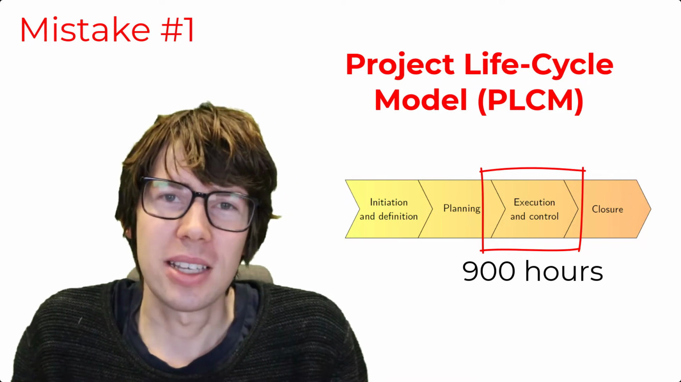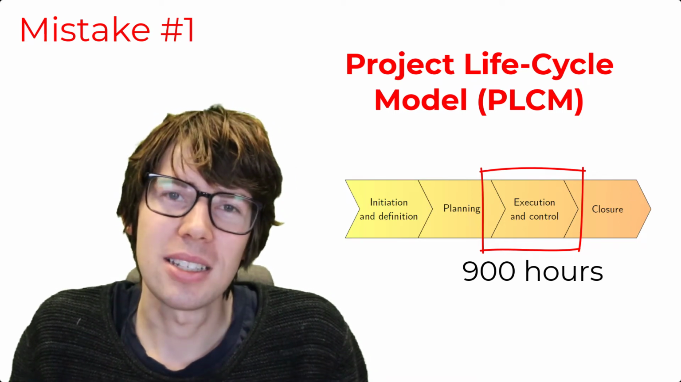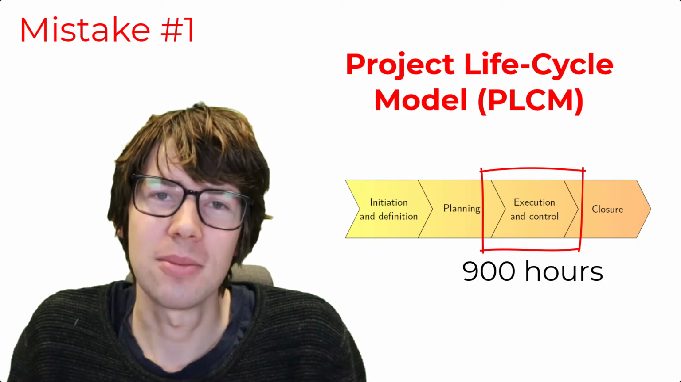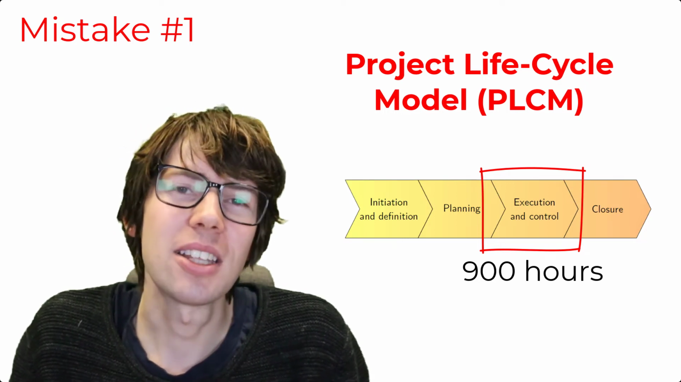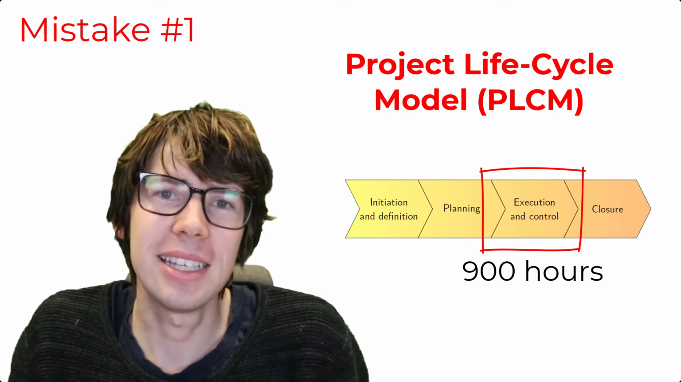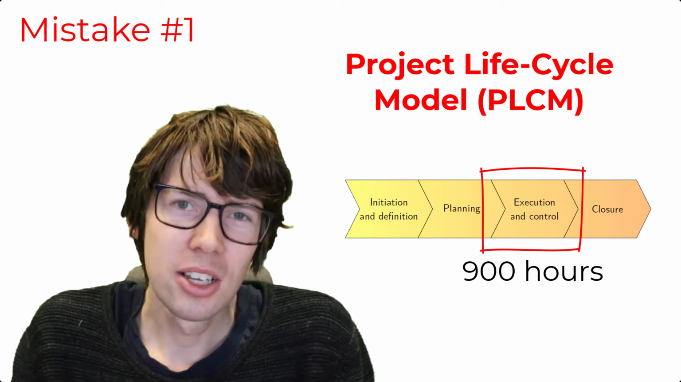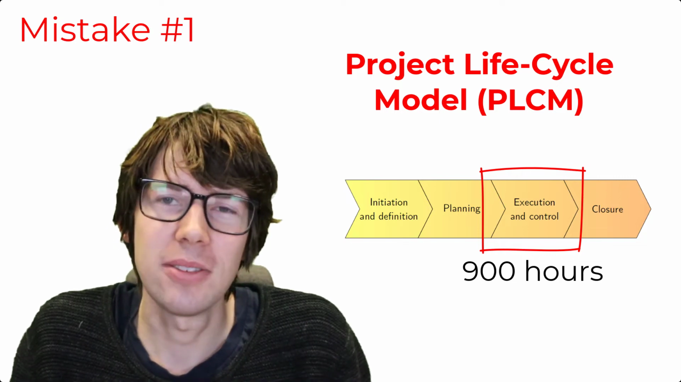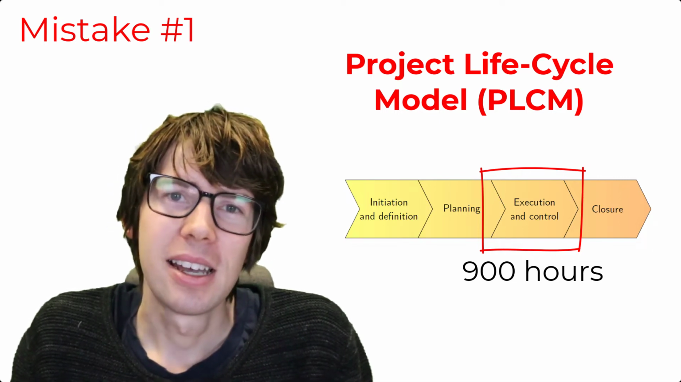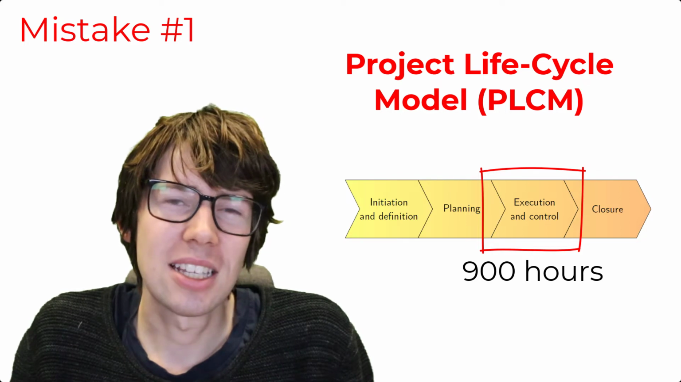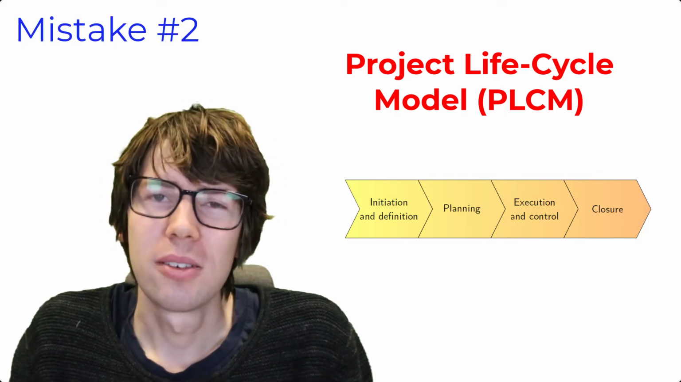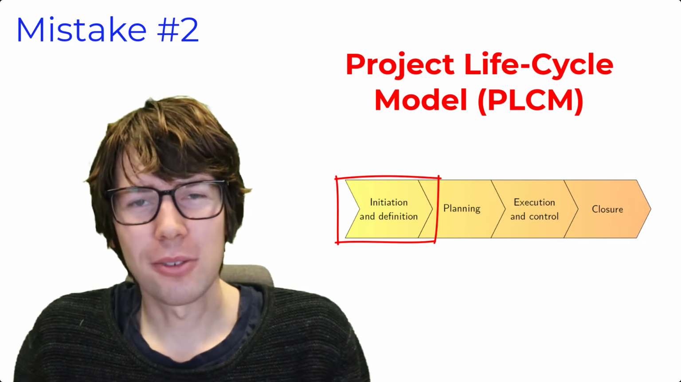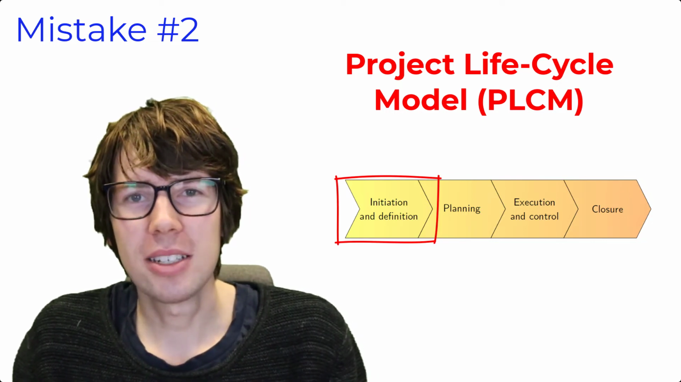So because of this, doing a master thesis is going to end up taking more time than you might think initially. So the 900 hour workload statistic is kind of misleading in that sense. So by the time you start your final semester, you're kind of supposed to have already done initiation, definition, and the planning phase. So another mistake that students tend to do when it comes to the project lifecycle model is that they kind of just skip altogether the first phase, initiation and definition.